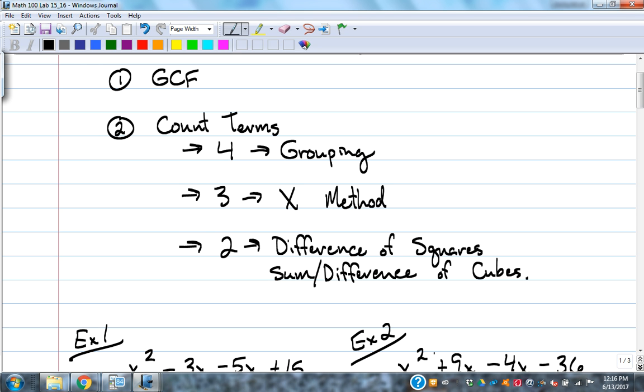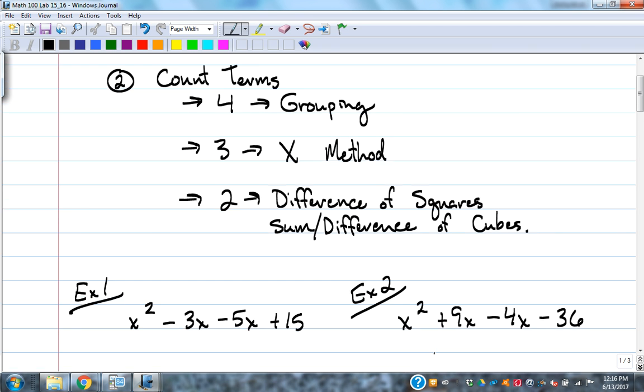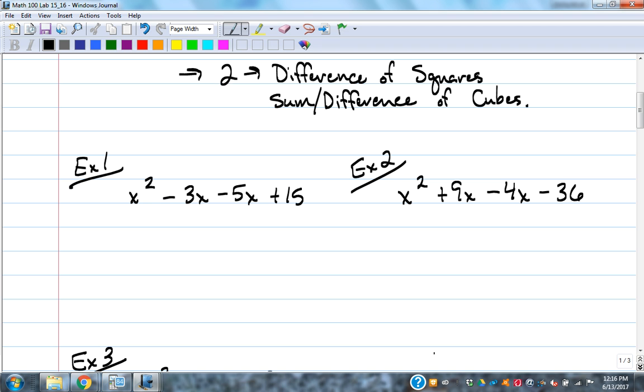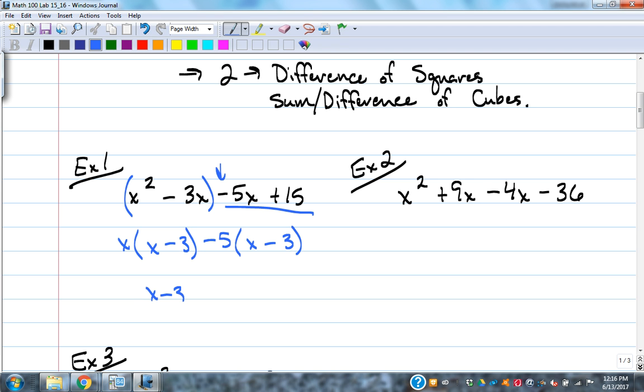So we're going to look at factoring some polynomials here. The first example is x squared minus 3x minus 5x plus 15. It's in descending order. There's no GCF across all 4 terms. There are 4 terms, so we're going to group the first 2 together, second 2 together. The GCF of the first group is x, leaving you x minus 3. The second one, because that's a minus sign, we're going to pull a minus 5, and that would change the signs to x minus 3 on the inside. So our factors are x minus 3, x minus 5, and you factor that polynomial.